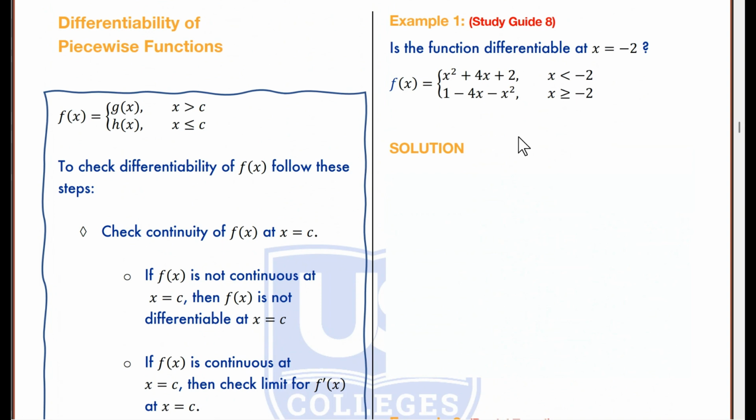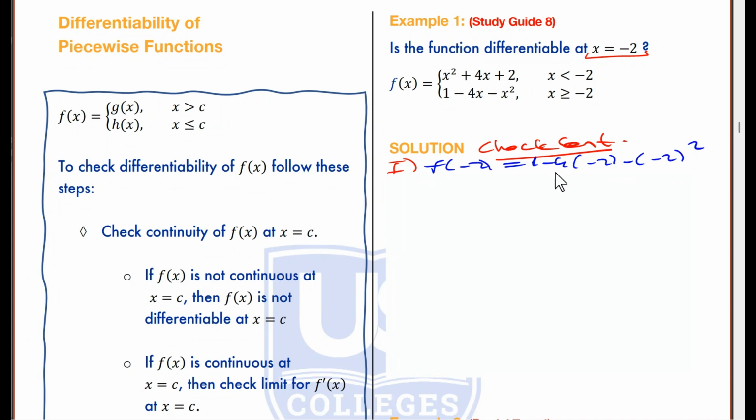So let's take a look at the first example. Study guide question. Is this function differentiable at x equals -2? First, we check continuity. This is our first step, check continuity. What is the first condition for continuity? Having a defined function at the given point. f of -2 is 1 minus 4 times -2 minus -2 squared. This is 8 plus 1, 9, minus 4, 5. So it is defined. First condition is satisfied.